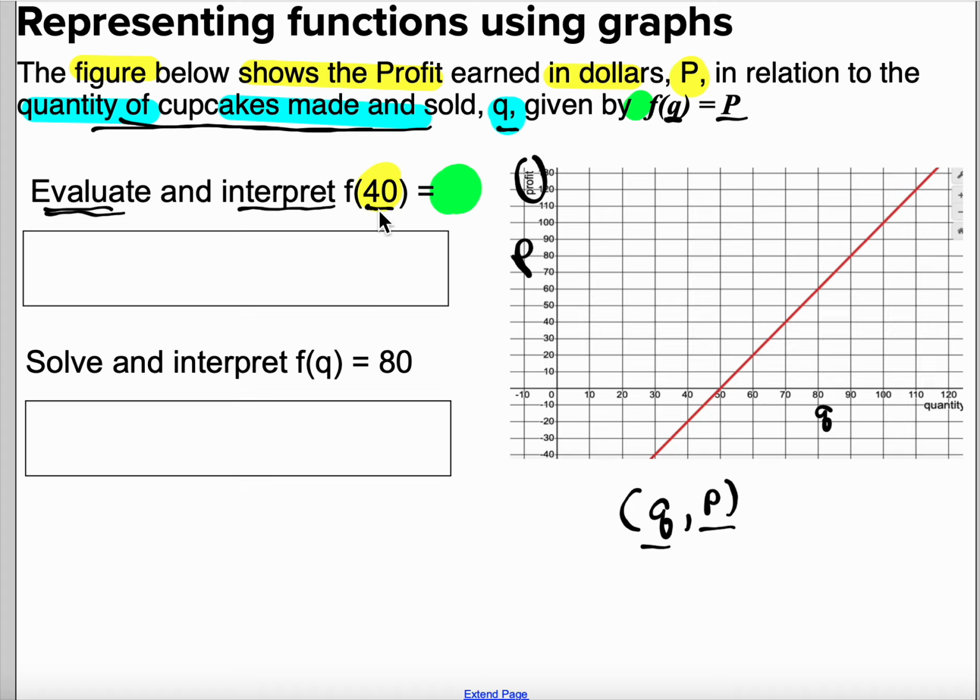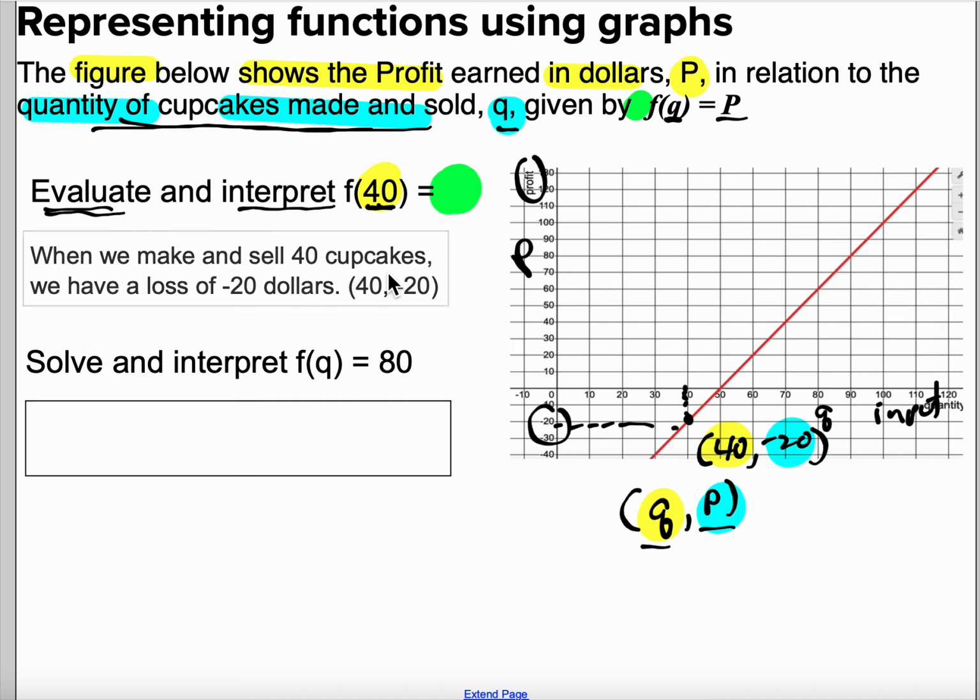I want to find where the input is 40. So here's my inputs, right? Quantity. I'm going to come over till I get to 40, and then I'm going to just travel down until I hit the graph. So right here. And so I have 40, and this is negative 20, negative 20. So this is telling me that when I sell 40 items, my profit is negative 20, which actually means that I have a loss then.